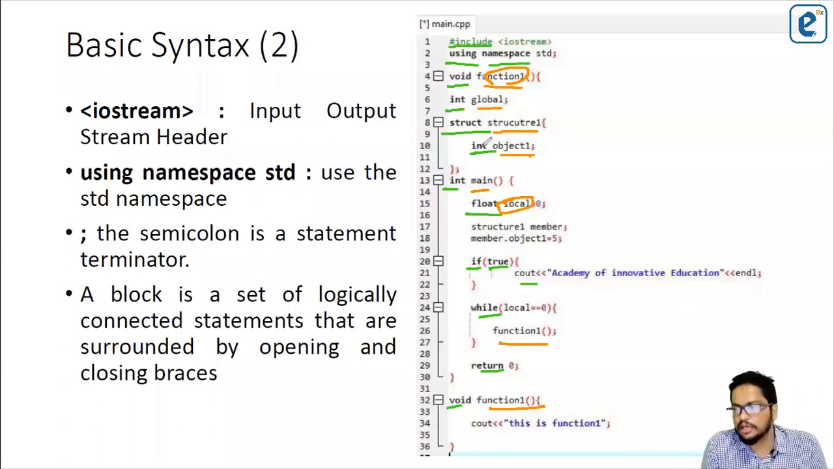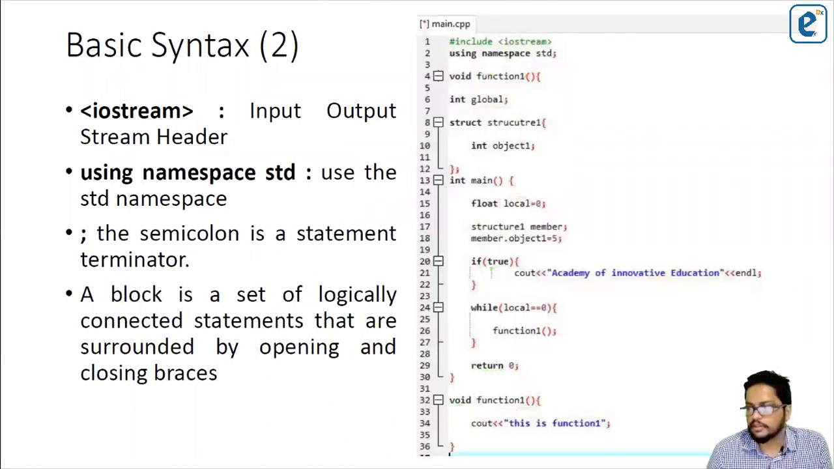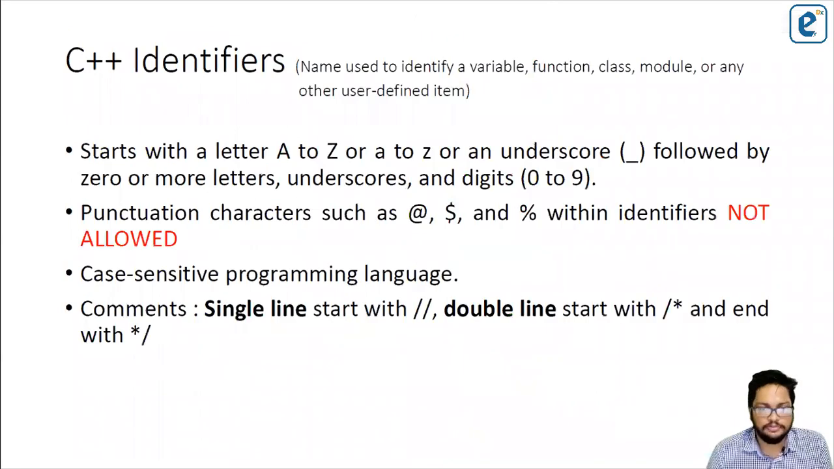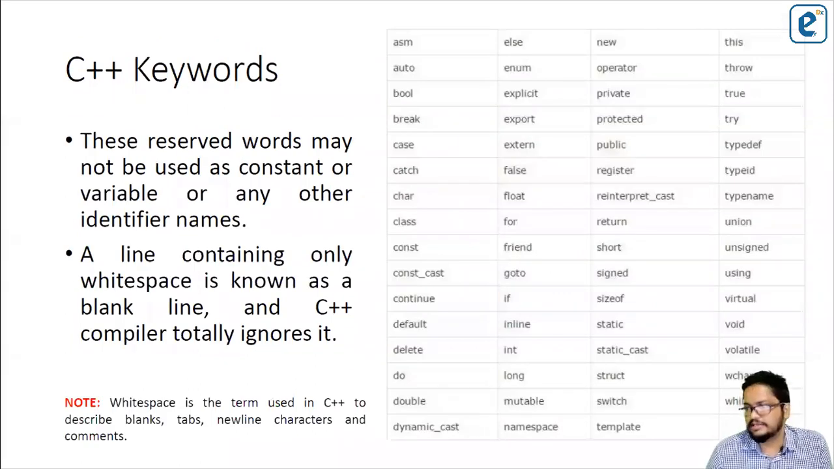So they are called variables, sorry, identifiers. So they are called identifiers. So two main things are available: identifiers and keywords. You can see several keywords available in C++.